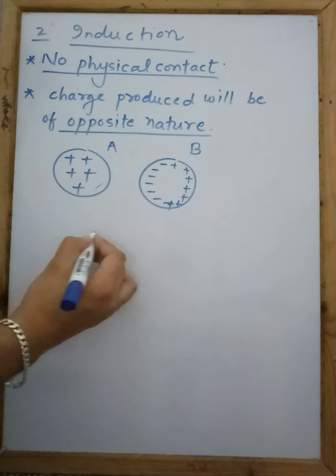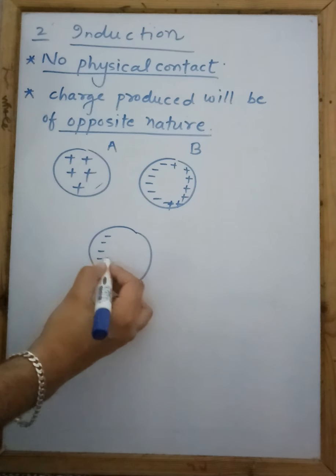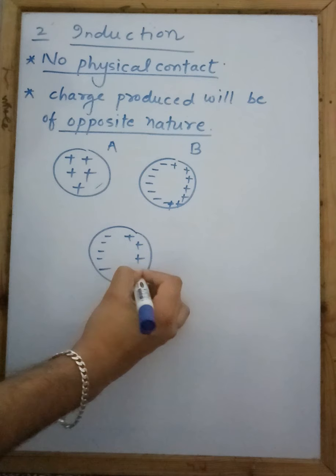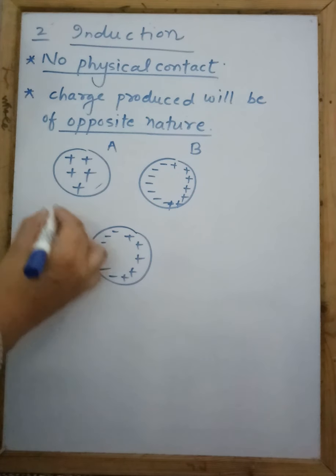Now let us assume that to this sphere, which is negative on this side and positive on this side, I ground it. So this was sphere A.